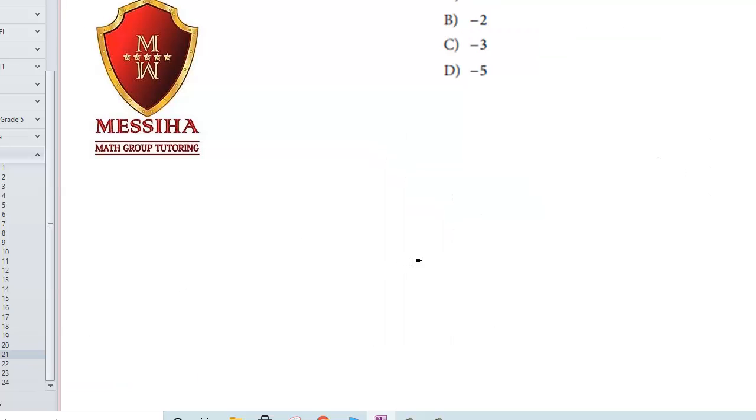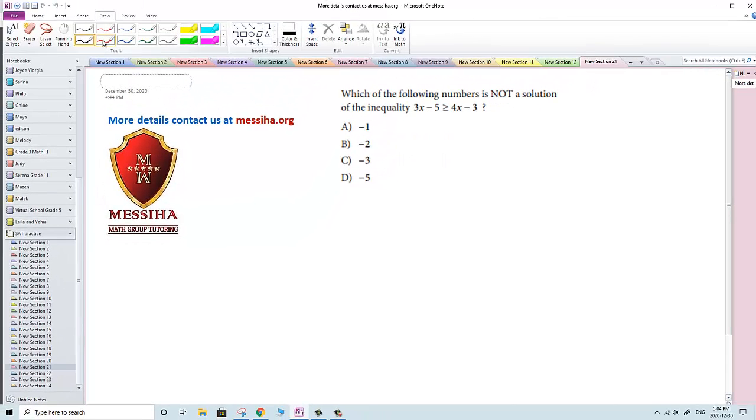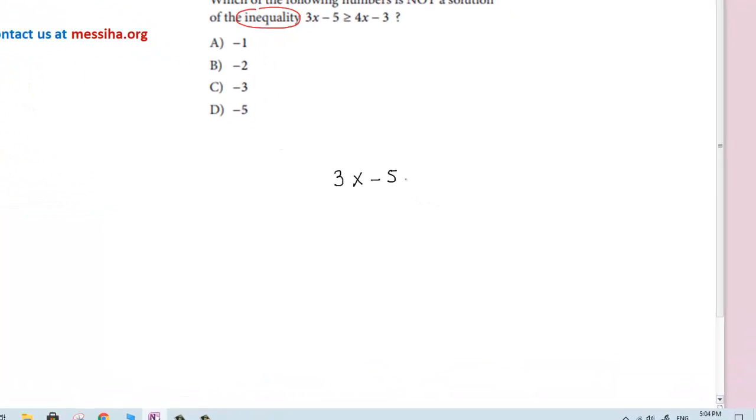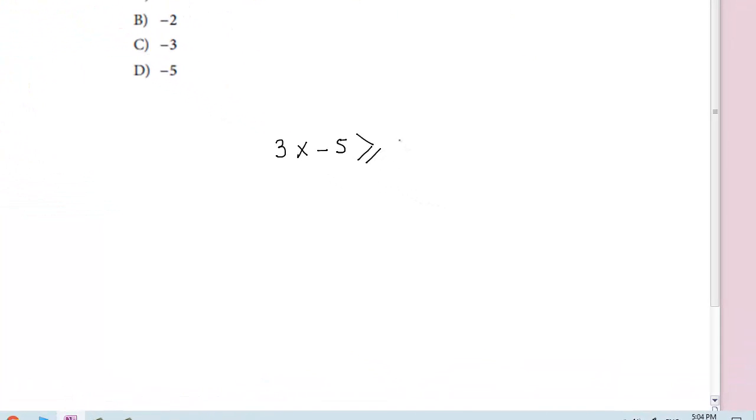Which of the following numbers is not a solution of the inequality? And this is the inequality. So for sure, it's clear what the meaning of inequality is. That means the left side doesn't equal the right side. It's saying greater than or equal. So 3x minus 5 is greater than or equal to 4x minus 3.